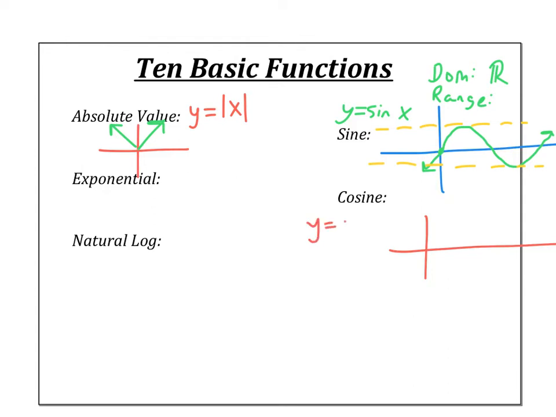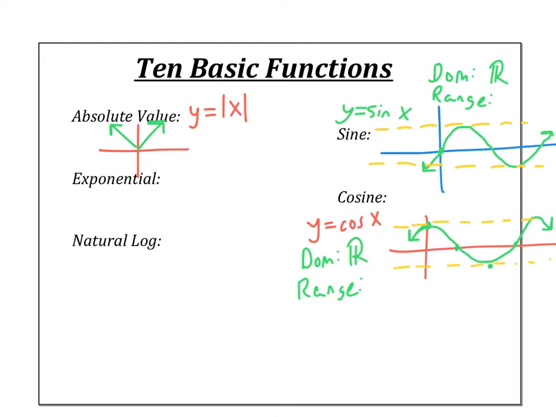Cosine is a very similar function. The parent function cosine x, if it doesn't have any transformations, is going to start up at its maximum, and then you're going to go to the middle, to the bottom, middle, back up, and on the ends it kind of repeats itself. It's also a periodic function. So again, its domain is all real numbers. But the range is not, right? Similarly to the sine function, it is again bounded above up here and below.